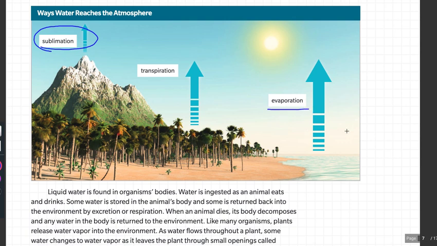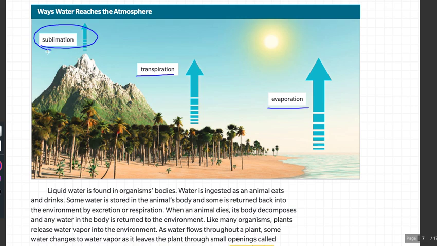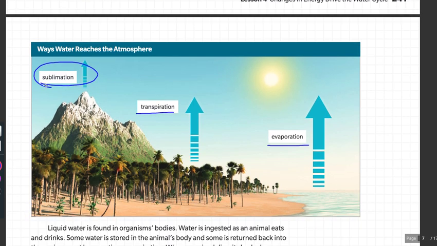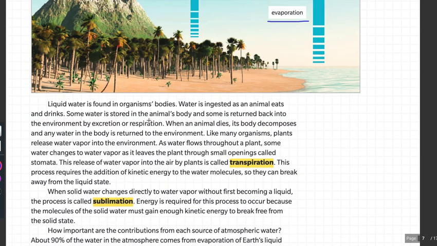Evaporation, I'm sure you're all very familiar with. That's a liquid evaporating to a gas. Transpiration is essentially the same thing as evaporation, but it is a specific word we use for water molecules from leaves and plants evaporating. And then there is another word called sublimation. That's what I was talking about with the ice in your freezer. Sublimation is when the water molecules on the surface of ice evaporate directly.